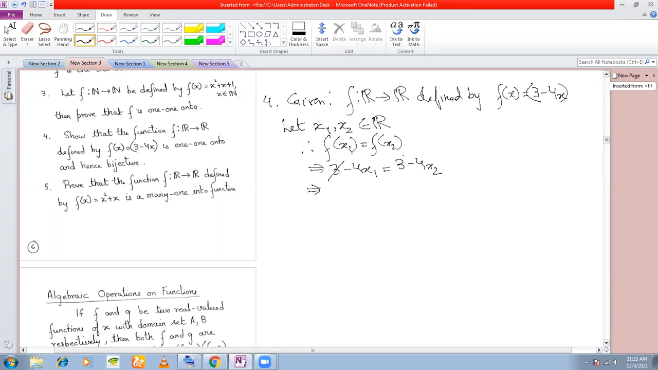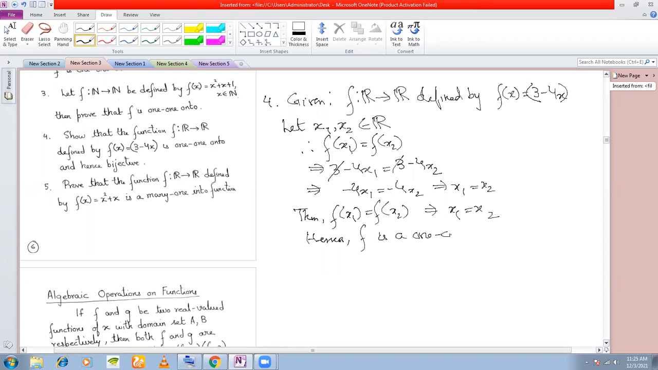So that means these two 3 cancel. You get minus 4x1 is equal to minus 4x2. That means x1 is equal to x2. Thus what have we shown? That f(x1) is equal to f(x2) implies x1 is equal to x2. Hence f is 1 to 1. F is a 1 to 1 function. Okay. We'll now show that f is also surjective or onto.